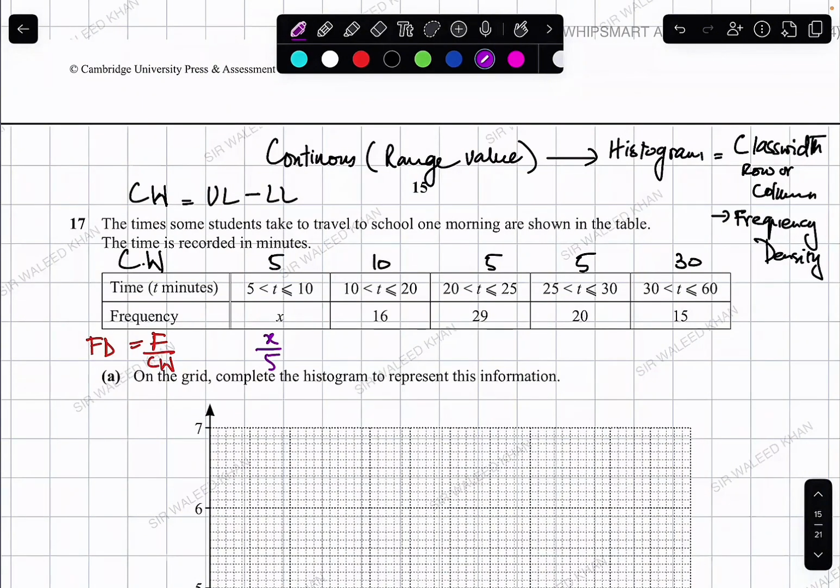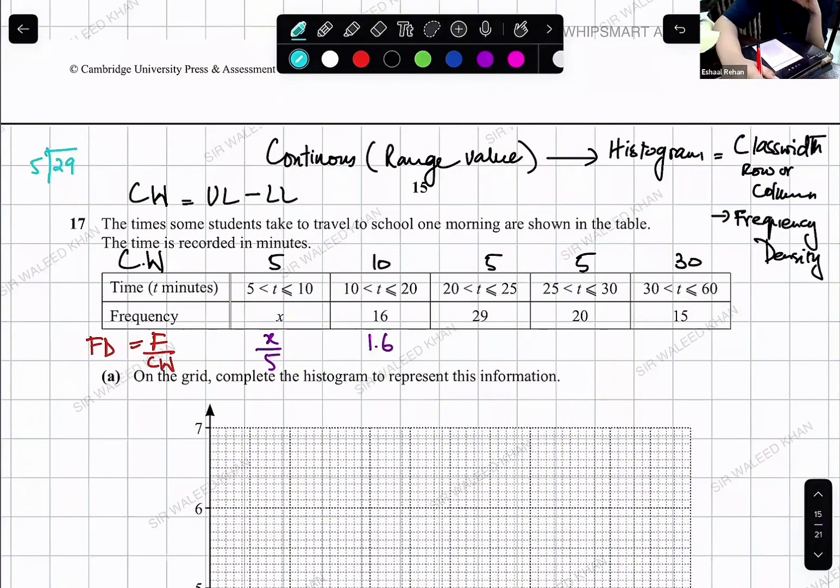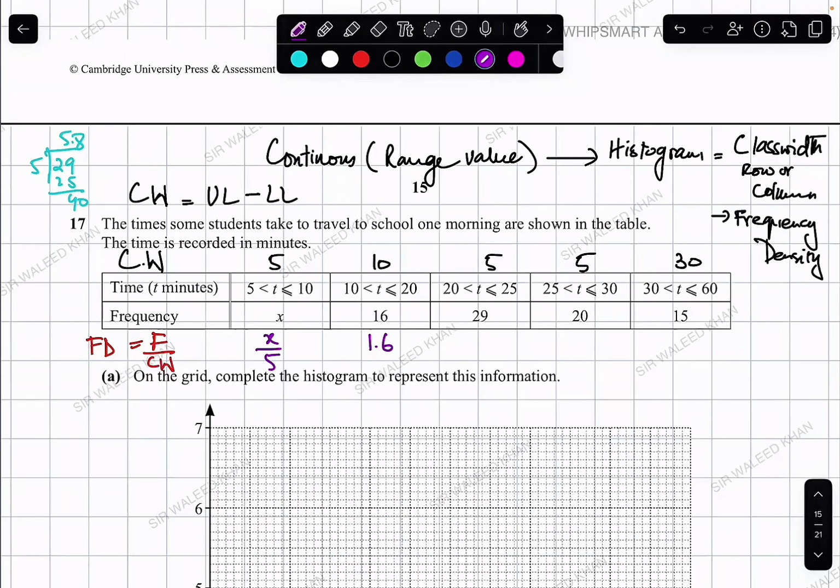x by 5 for the second one. 1.6. For the next one, 29 by 5. So that will be 29 by 5. You can use it over here, 29 by 5. 5.8. Okay. Yes. 5.8. Then 20 by 5, 4. And then this is half.